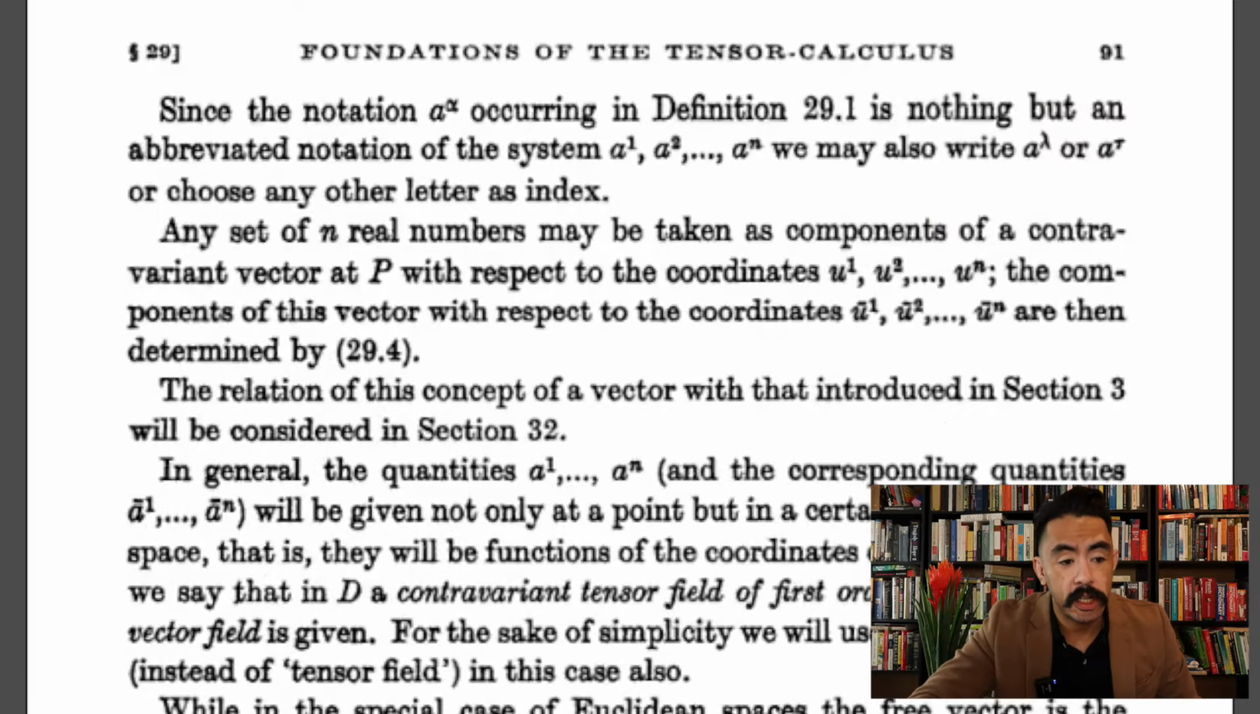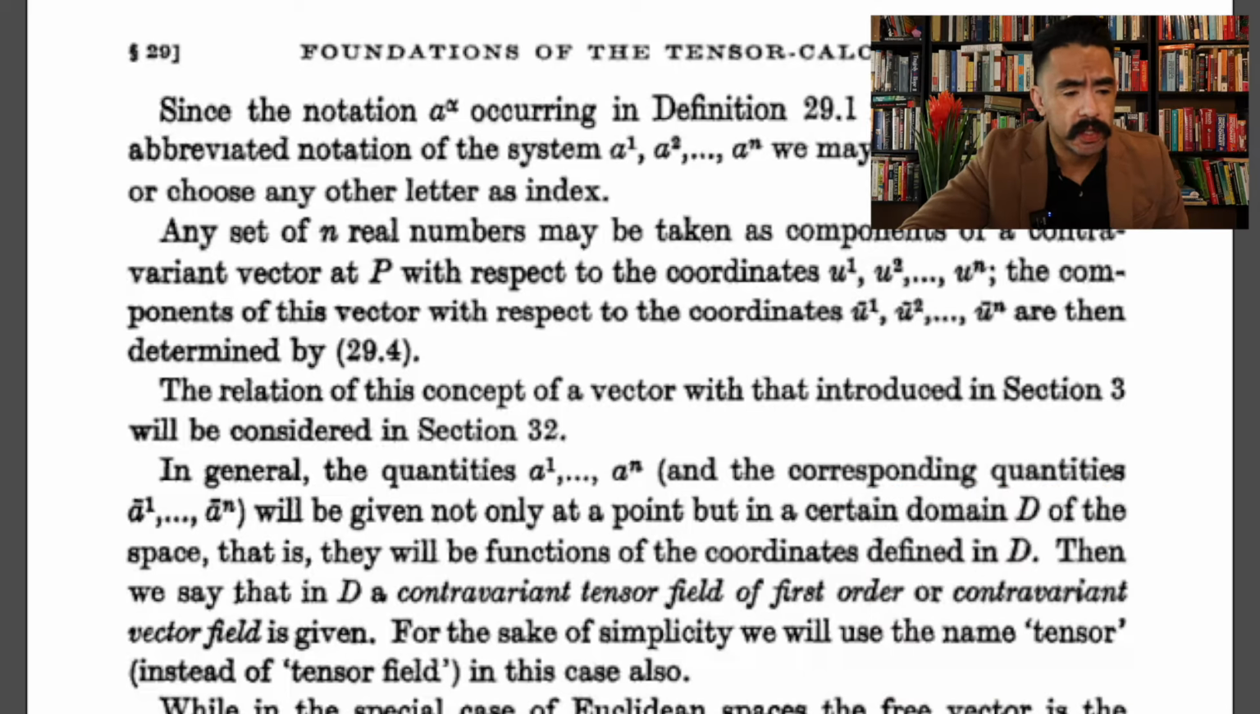Any set of n real numbers may be taken as components of a contravariant vector at capital P with respect to the coordinates u^1, u^2, etc. through u^n. The components of this vector with respect to the coordinates ū^1, ū^2, etc. through ū^n are then determined by these contravariant transformations. The relation of this concept of a vector with that introduced in section 3 will be considered in section 32, which is on vectors in a surface and the contravariant metric tensor.